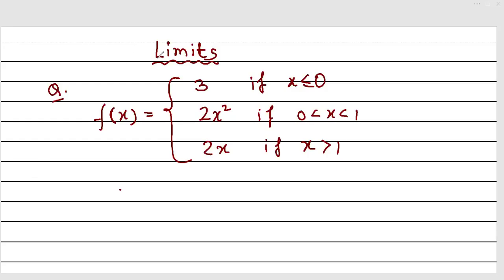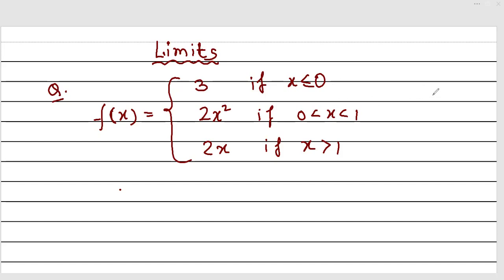So we want to find whether limit exists at certain point or not. So especially we have to be careful about the piecewise function. So this is one piecewise function. Let us find out whether limit exists at x is equal to 1 or not, whether limit exists at x is equal to 0 or not.